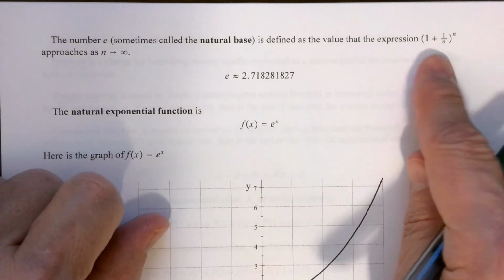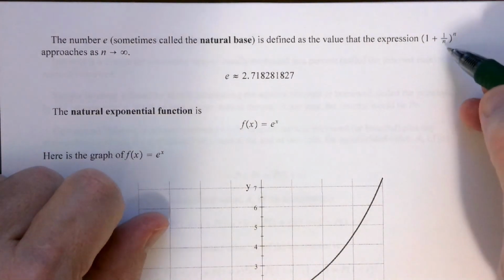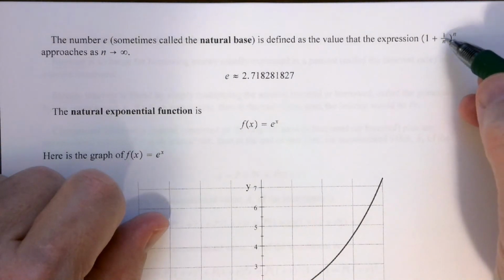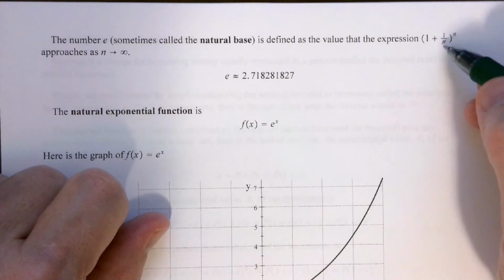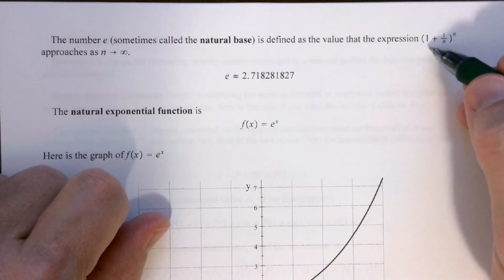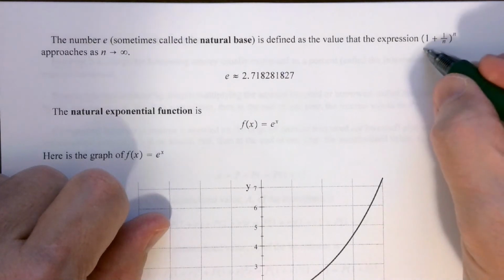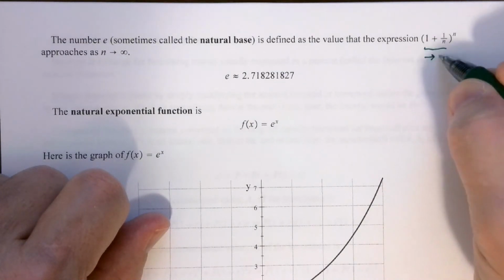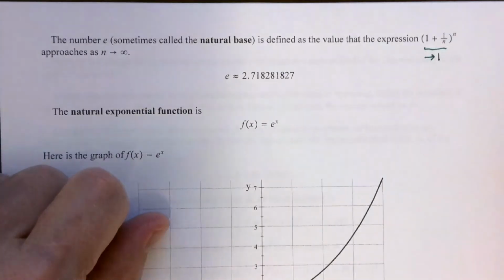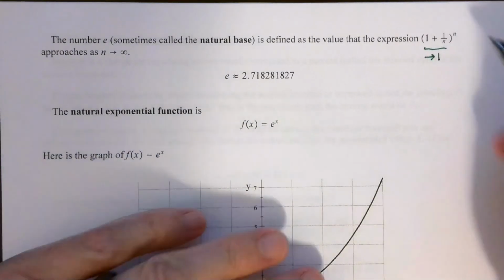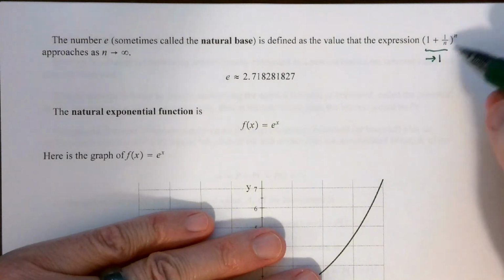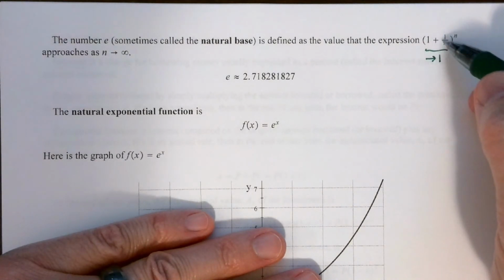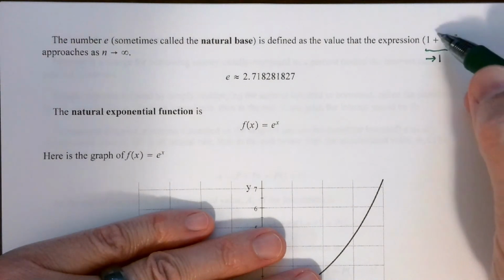This is an interesting expression because the base, right, as n gets bigger and bigger, this fraction 1 divided by n is getting closer and closer to 0. So the base is trying to get to 1, right? The base is trying to approach 1. And 1 to any power is 1, okay? So the base is trying to make this expression equal to 1. But for any value of n, you're really not 1. You're always a little bit bigger than 1.